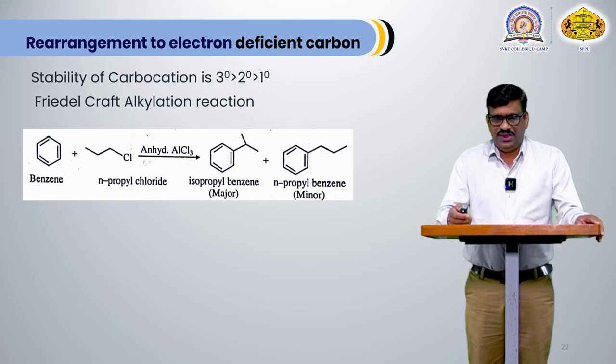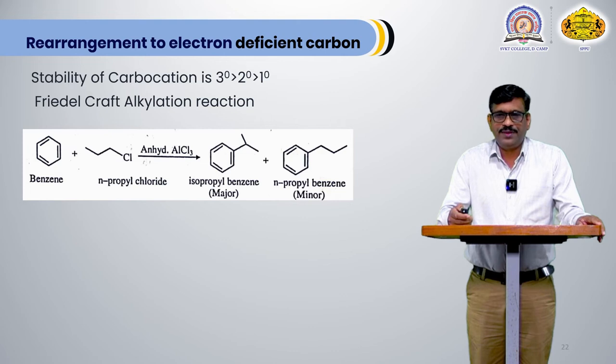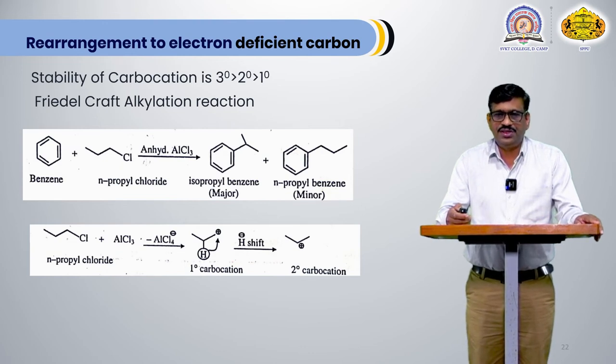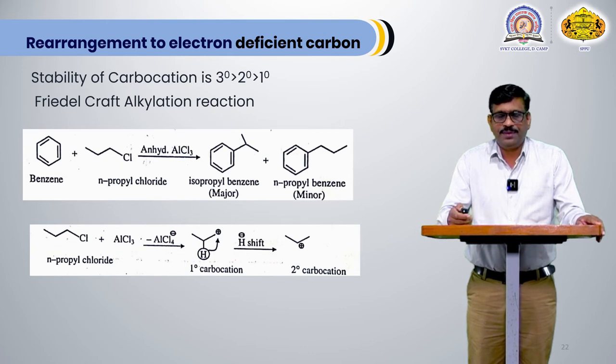Out of these 2 products, n-propyl benzene, which is the minor product, is the normal product, and isopropyl benzene, which is the major product, is the rearranged product. In this case, it is shown how that rearrangement is taking place. That is, n-propyl chloride gets associated with AlCl3 and there is formation of a primary carbocation. Hydride shift takes place and we get a secondary carbocation. Now the product obtained with the secondary carbocation is the major product and the product obtained from the primary carbocation is the minor product.